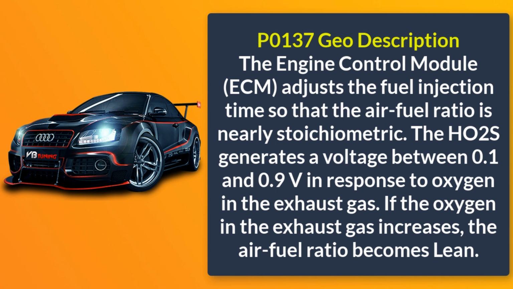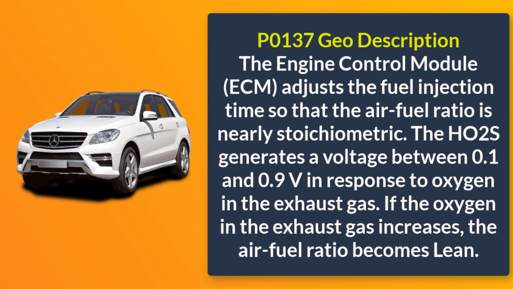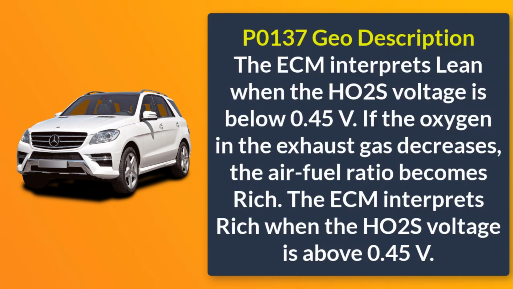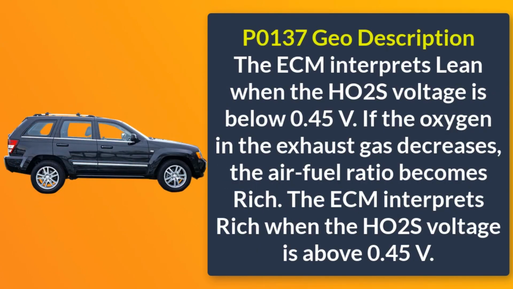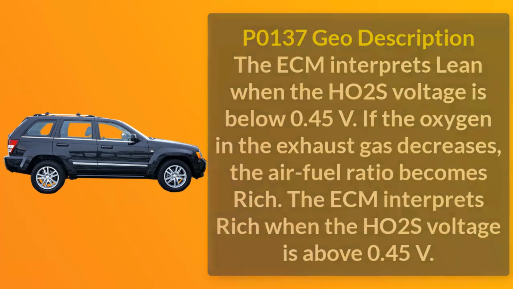The HO2S generates a voltage between 0.1 and 0.9 V in response to oxygen in the exhaust gas. If the oxygen in the exhaust gas increases, the air-fuel ratio becomes lean. The ECM interprets lean when the HO2S voltage is below 0.45 volt. If the oxygen in the exhaust gas decreases, the air-fuel ratio becomes rich. The ECM interprets rich when the HO2S voltage is above 0.45 V.